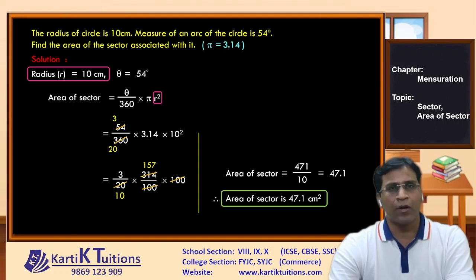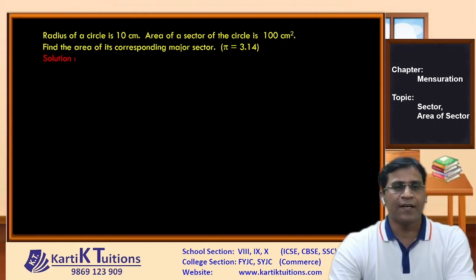Let's have a look at one more sum. Radius of a circle is 10 centimeter. Area of a sector of a circle is 100 centimeter square. Find the area of its corresponding major sector. Now see, for the corresponding major sector, it is necessary for you to have the area of the circle.